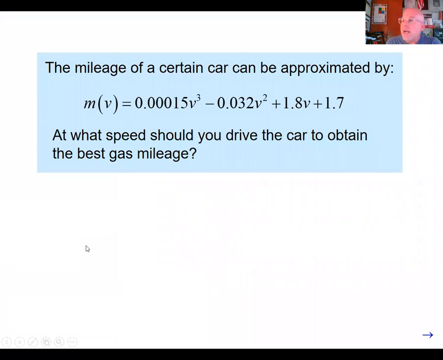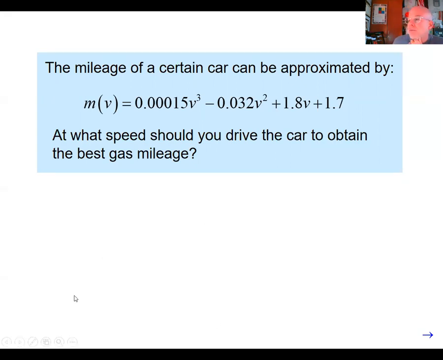So if I've got a mileage of a certain car, and the mileage is given by this certain equation, where the mileage is the output and the velocity is the input, so m of v. Knowing a certain velocity, I can tell you what the gas mileage would be at that velocity. Obviously, a very overly simplistic model here of this cubic. The question is, what speed or what velocity should I drive to get the best gas mileage? I want to get the greatest gas mileage here.